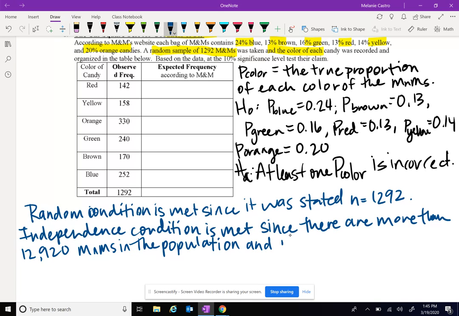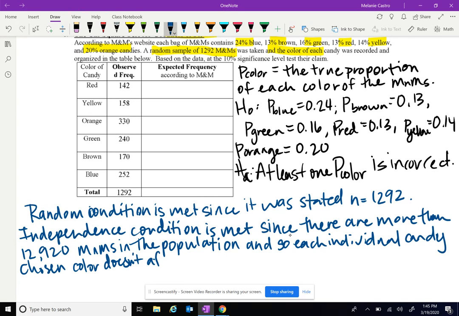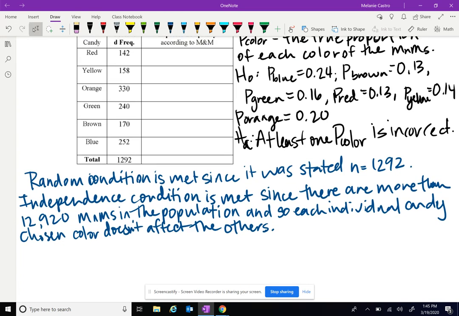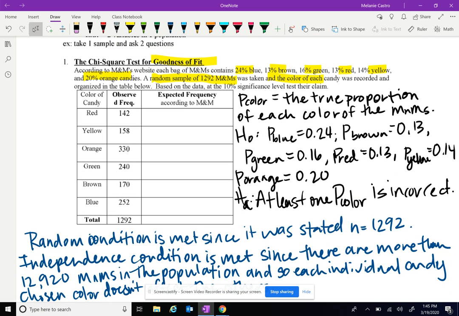And so each individual candy that we choose isn't going to change the color of the other candies chosen. All right. Our last condition should be our expected count. So we're going to do that in our table. We have our sample size, right? N is what was given.